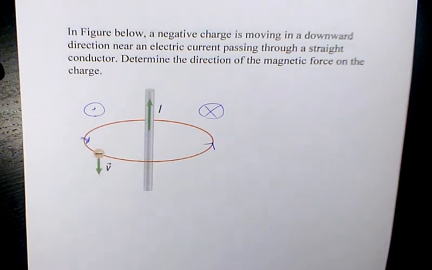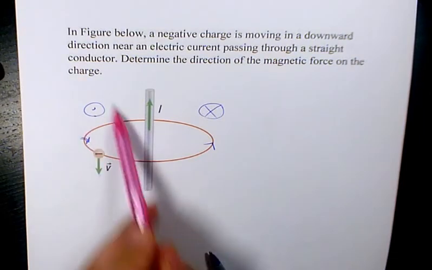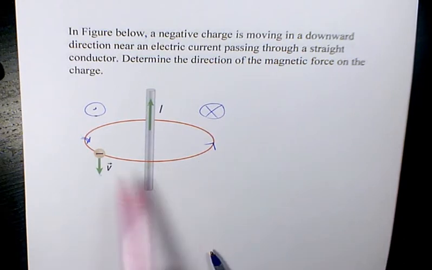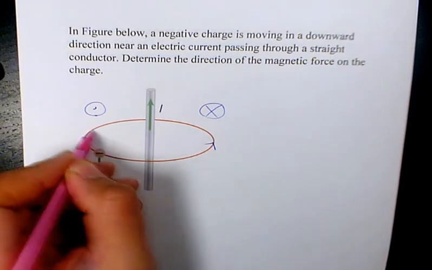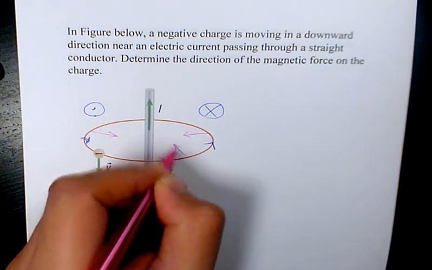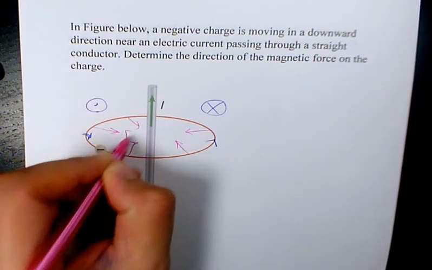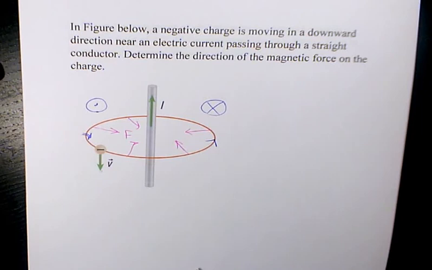Thumb is going down, B is going to be four fingers, and F is showing outward. But since it's a negative charge, it is going to be the opposite way around. Remember, the right hand rule is for positive charge. If it's negative, you need to make it the other way around. So since it's going out, for negative it's going to go in. So it means that the force is going to go inward in this case. That's the direction of the magnetic force.